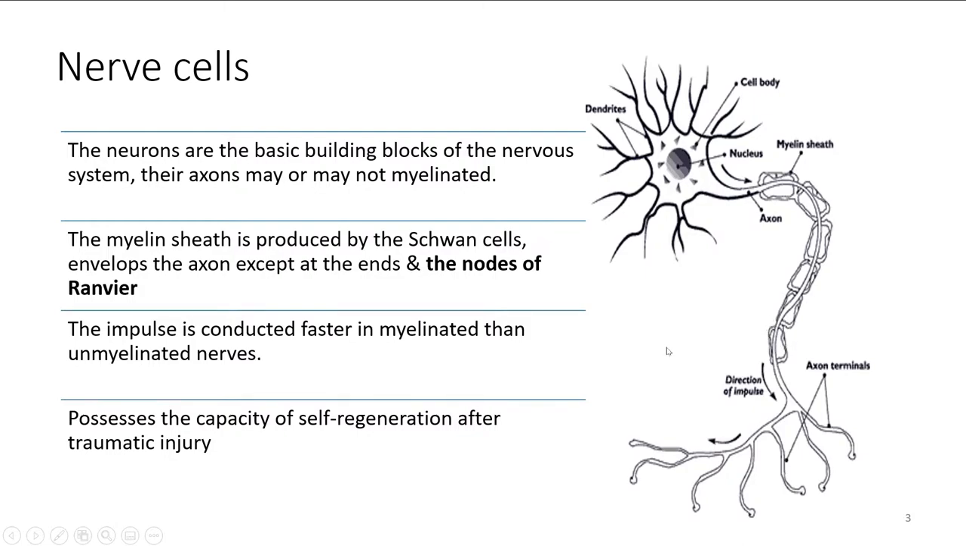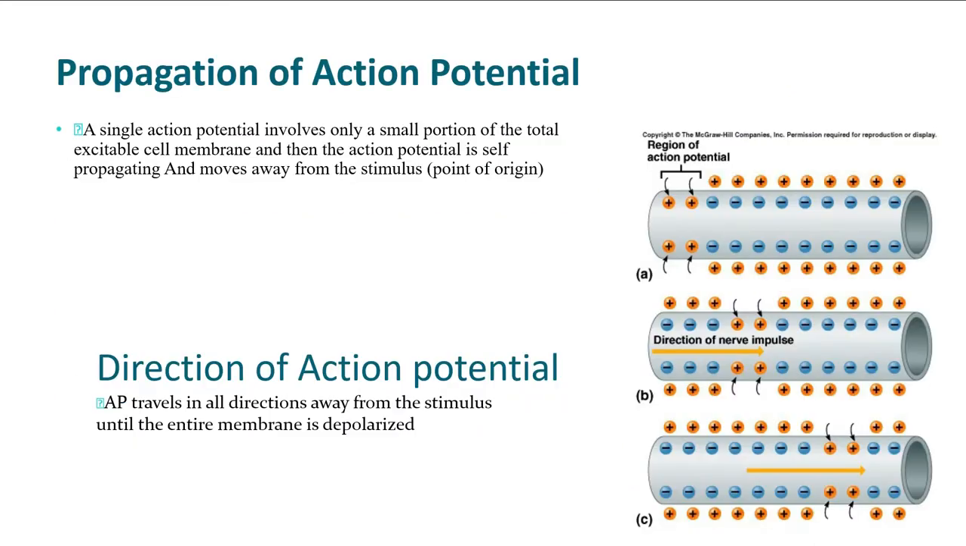So the impulse is conducted faster in the myelinated than unmyelinated nerve fibers, and they possess the capacity of self-regeneration after traumatic injury. Not all the neurons have the capacity to self-regenerate, but all the peripheral nerve fibers have the capability to do so.